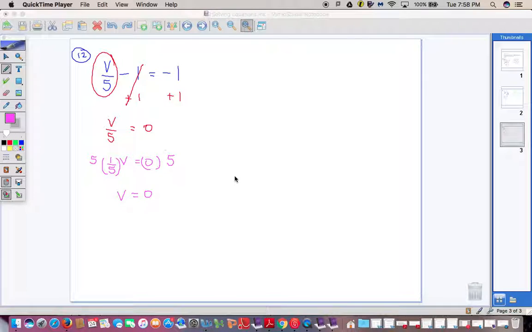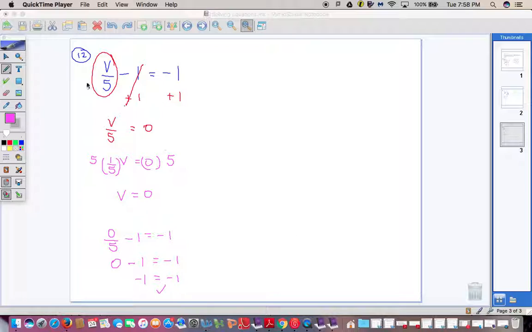So, next, I would check. Check your work. You can substitute a 0 in here. You have 0 divided by 5 minus 1 equals -1. So 0 divided by 5 is simply 0, because 0 divided by any number is 0. And if I subtract 1 from 0, I get that -1 equals -1. So my answer would be correct.